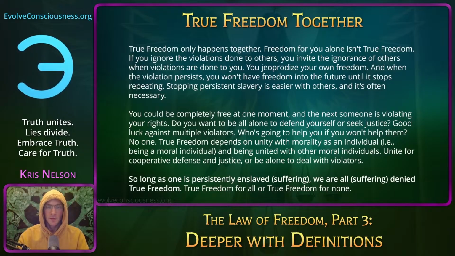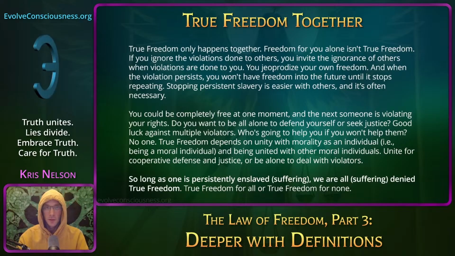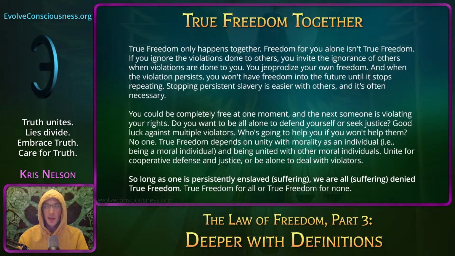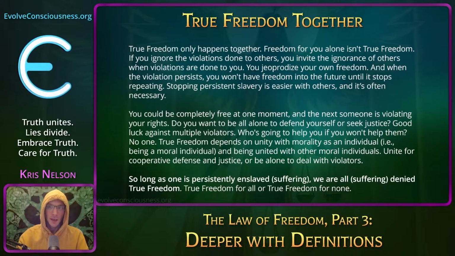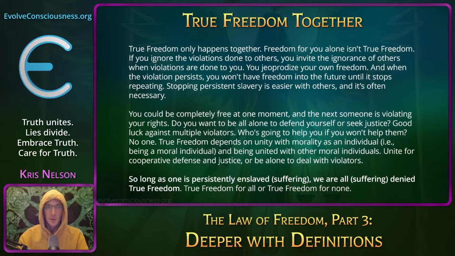Stopping persistent slavery is easier with others, and it's often necessary. If something happens to you, one individual does something wrong to you, creates an injustice towards you, you can deal with it on your own in some cases. And it's always easier if you have more people united with you to deal with that one person. But when it's hundreds or thousands or millions, then you alone are not going to be able to deal with it. So that's when you need to be with others to make it happen.